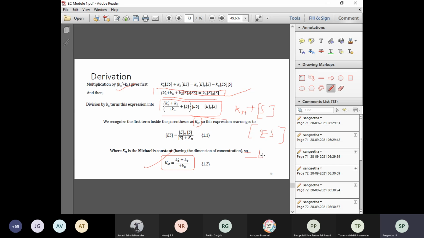is equal to E naught concentration into free substrate concentration. So rearranging everything, you can make it towards ES. This ES is going to be the rearranging of all these things: E naught S divided by S plus Km will be coming here. Is that clear? You need to rearrange and write step by step.